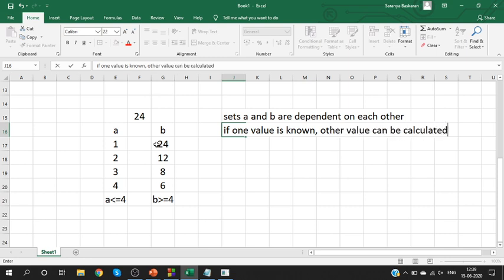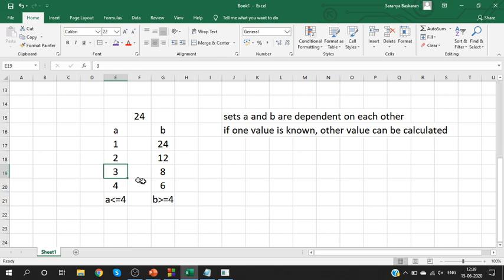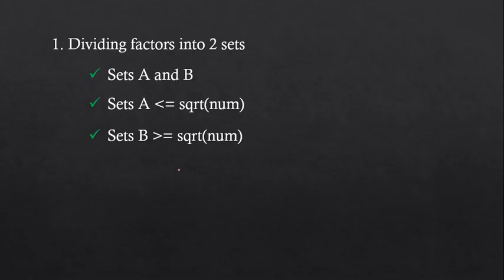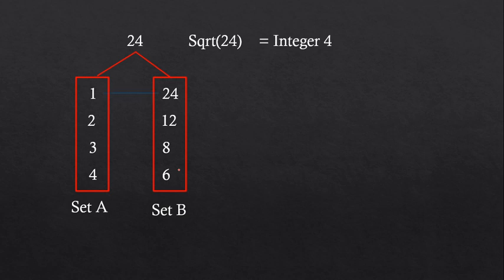Do you all understand this? Do you all agree with this? If I know this 2, I'm telling you I can calculate 12. If I know this 3, I can calculate 8. How does it happen? See, what is 1 into 24? The product is 24. Next product is also 24. 2 into 12. Next product 3 into 8. 24. Next product 4 into 6 is 24.